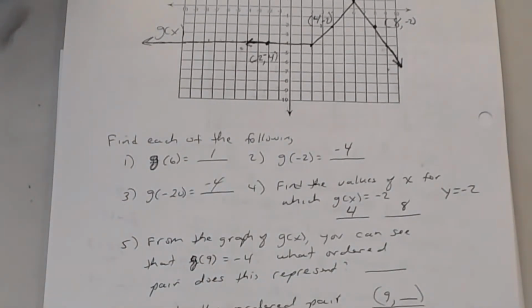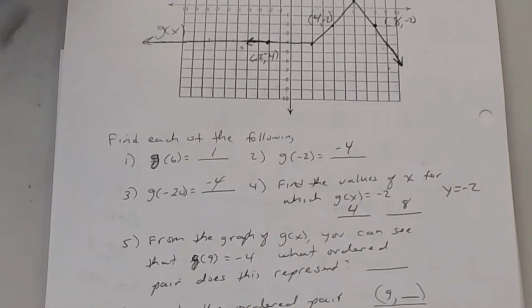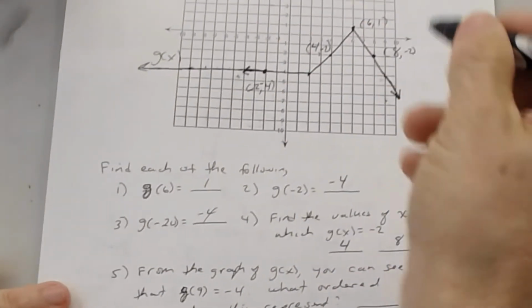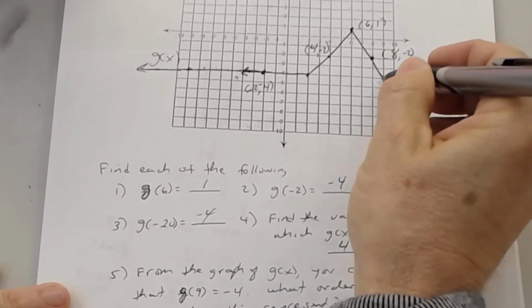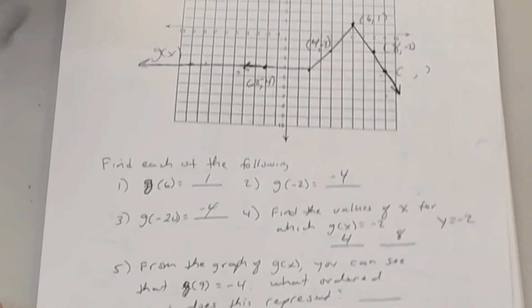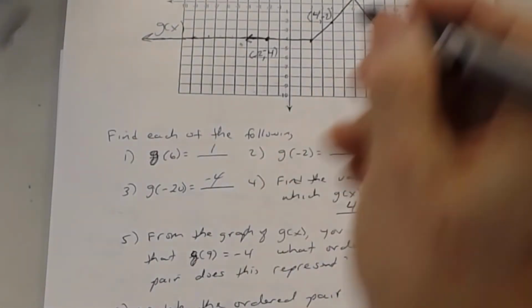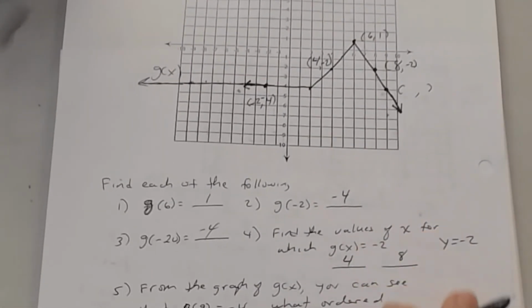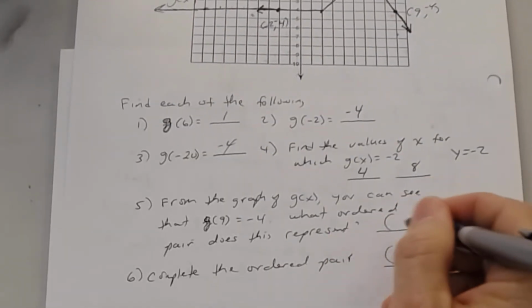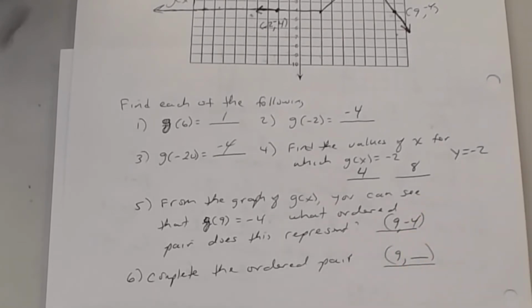All right, number 5 is similar to our discussion from last class period. It says this. From the graph, you can see that g of 9 is negative 4, right here. Y'all agree? Sorry, wrong one. G of 9, right here. G of 9, negative 4. Y'all agree? Question is, what is the ordered pair? 9, negative 4. That's what goes here. 9, negative 4.